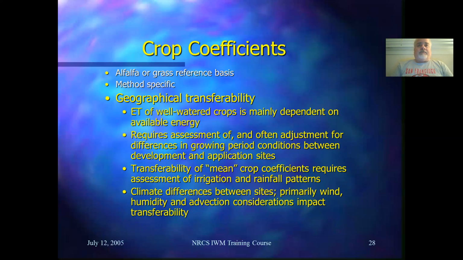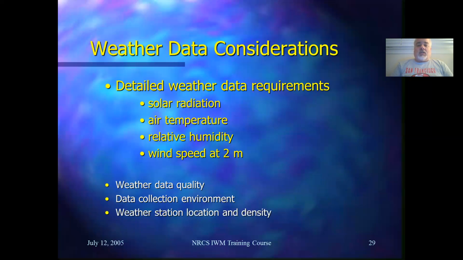as major contributors to geographic differences. Climate differences between the sites, like wind and humidity especially, also have major impacts on the transferability of these crop coefficient data. So you need weather. You need a good weather station.